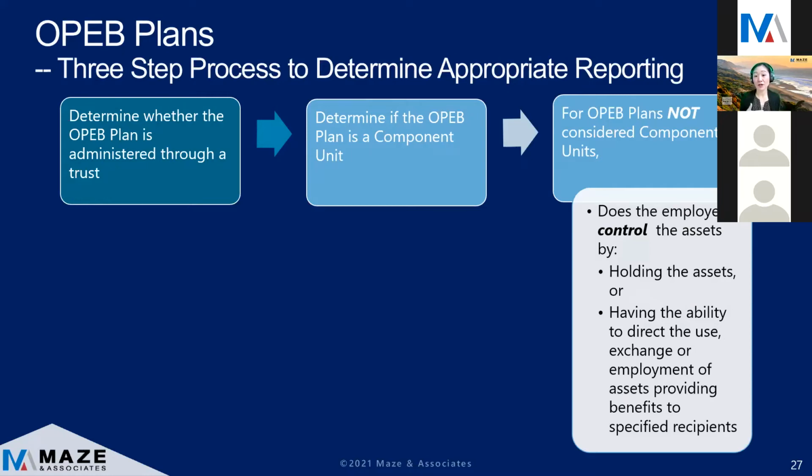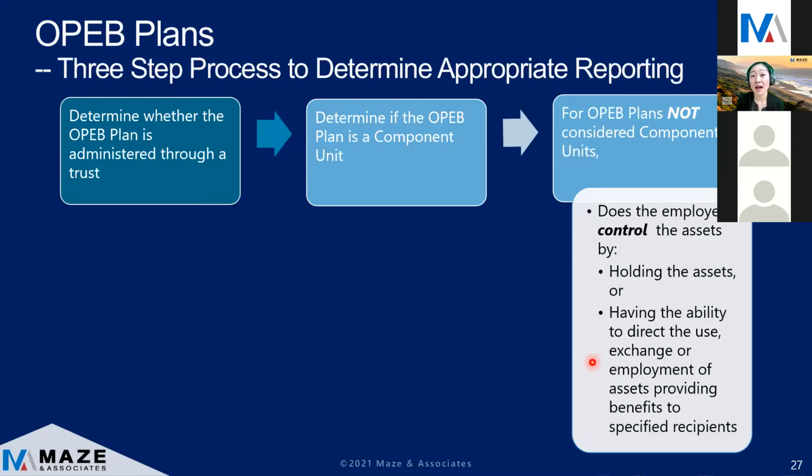So first of all, you want to determine whether the plan is administered through a trust. And then you want to determine if the plan is a component unit. And if the plan is not considered a component unit, then we go back to those questions. Remember that glorious flowchart. Does your agency control the assets by holding the assets, or have the ability to direct the use and exchange or employment of the assets?